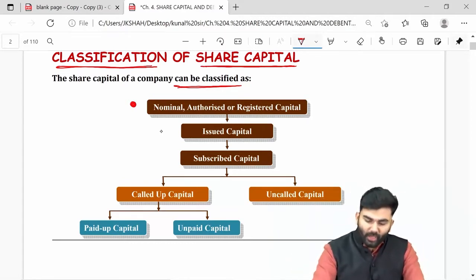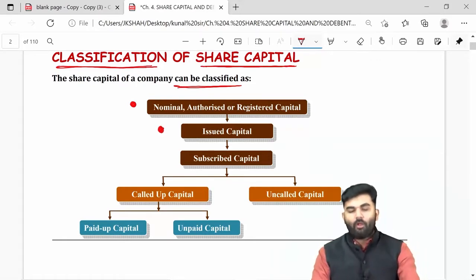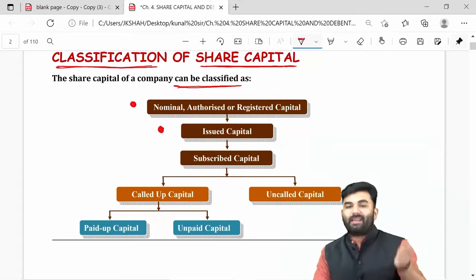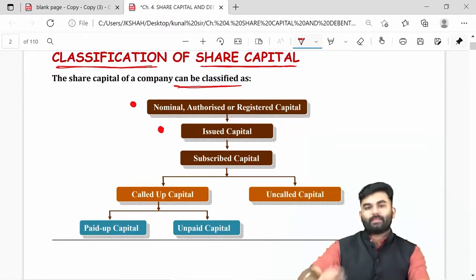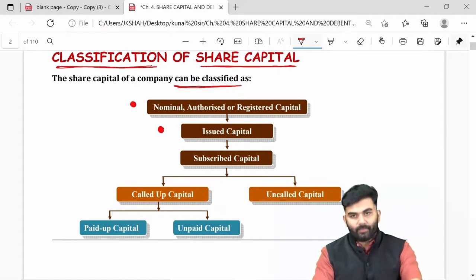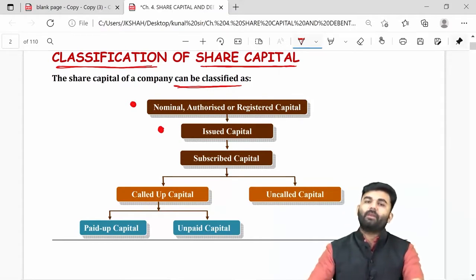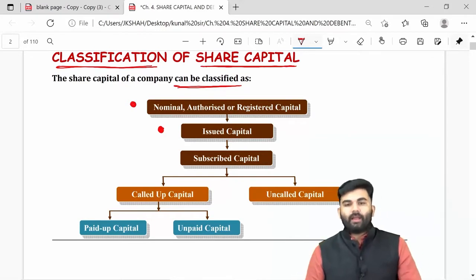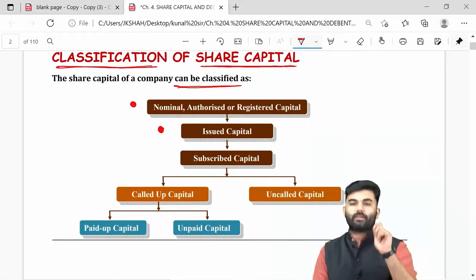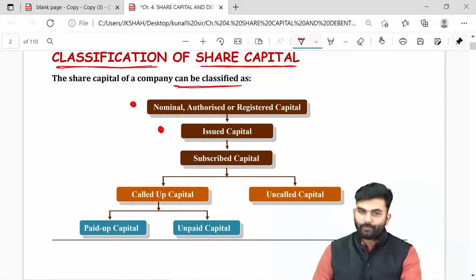So whenever I talk about the issued capital, always remember that issued capital will be lesser than authorized share capital, or it will be at par as compared to authorized share capital. Sir, can issued capital be more than the authorized share capital? The answer is no, and this concept we have already understood in our accounts as well.